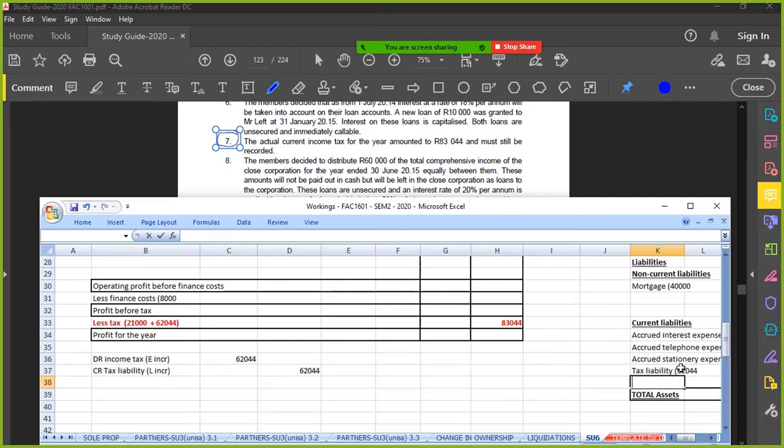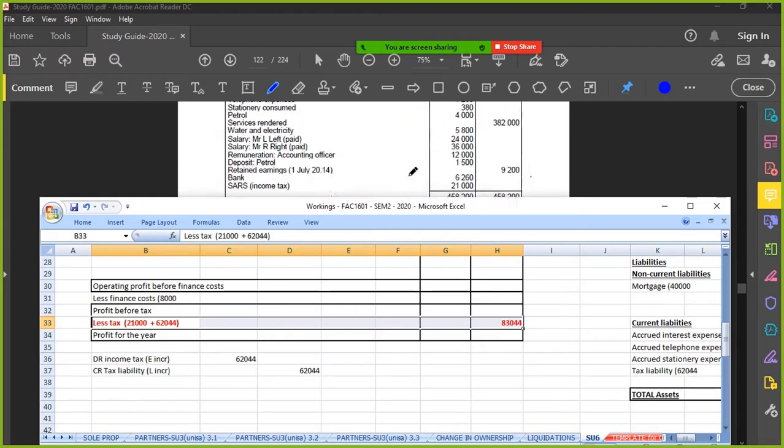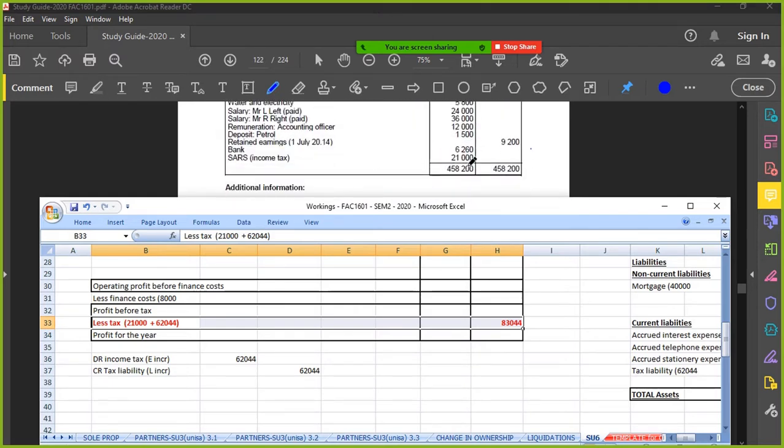$62,044. Got that? Does it make sense? Can you just explain the working to me again, please? Okay, so how much tax were we supposed to pay? 83,044. How much tax have we paid? 21,000. What do we still need to understand the difference to pay?